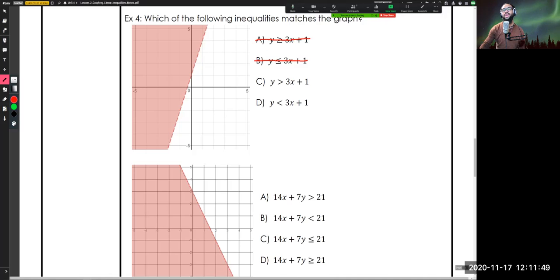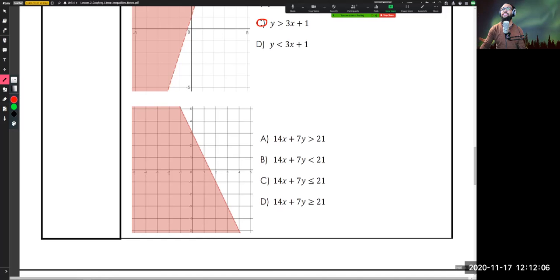And then we have shading above this line. So since this shading is above this line, we know it's going to be Y is greater than. The only one that has Y greater than is going to be C. So without doing much work at all, we figured this one out. This one was pretty easy. You all can use the same tactics for the second one, but you're going to have to put it in slope intercept form first. So you all go ahead and do that. Okay.